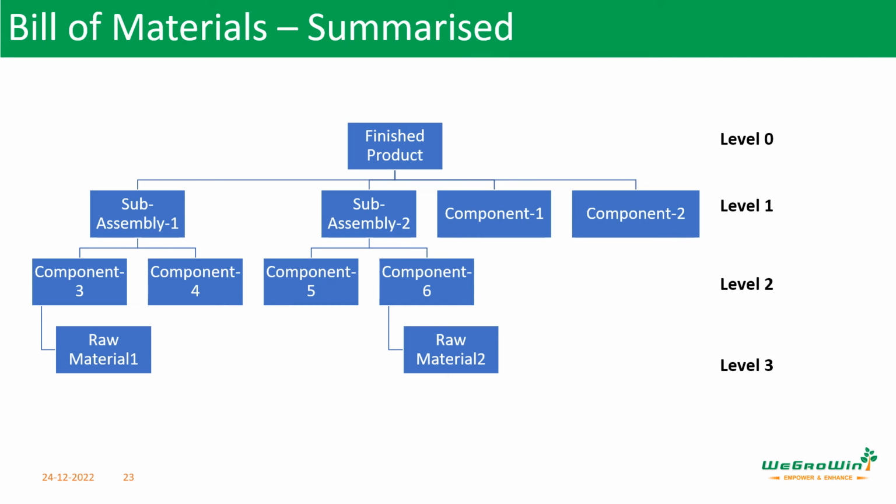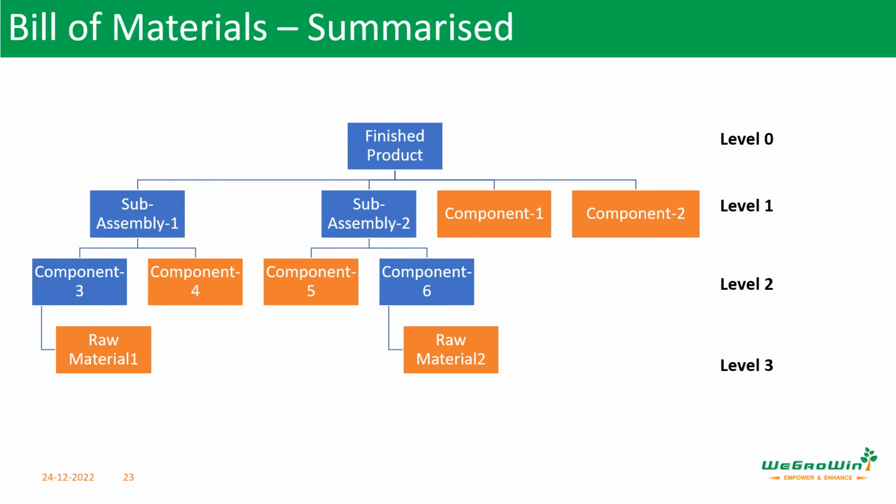Summarized view means what will happen? In this example, the summarized BOM will show the BOM of the finished product. If you take it, it will show all these components, raw materials. I mean, these are the last stage of the BOM, the last level of the BOM. After these materials, there is no further BOM. It is showing up to that level, and that is called the summarized BOM.